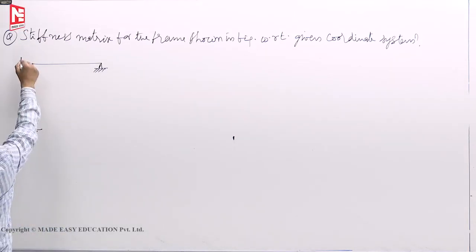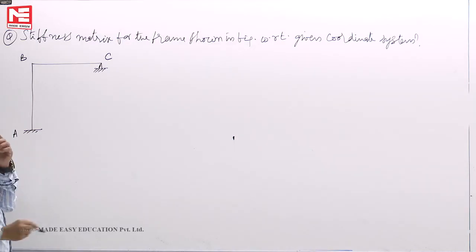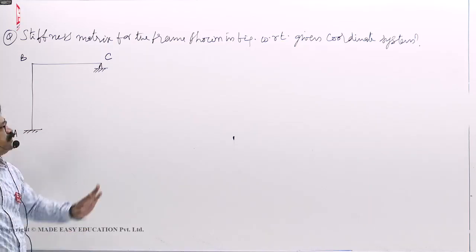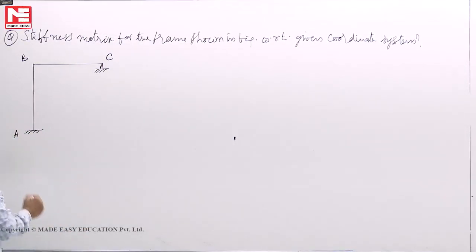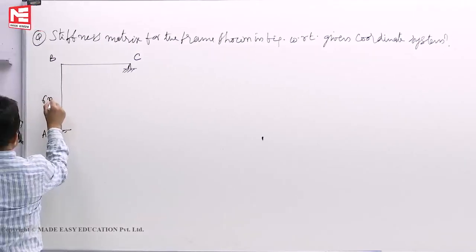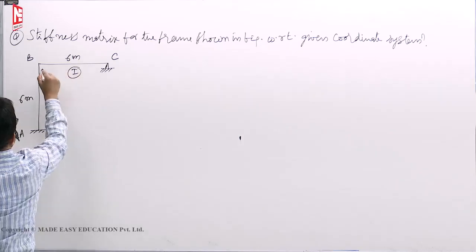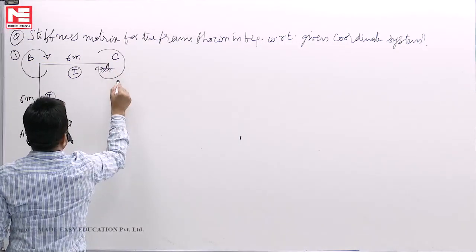Let us say the points are A, B, C. Loading they will not give you, because the analysis will take minimum 5 to 6 minutes. So that is not required. 2 minutes is what you can manage, and that is what we are giving. This is 6 meters, EI. This is coordinate 1, coordinate 2.